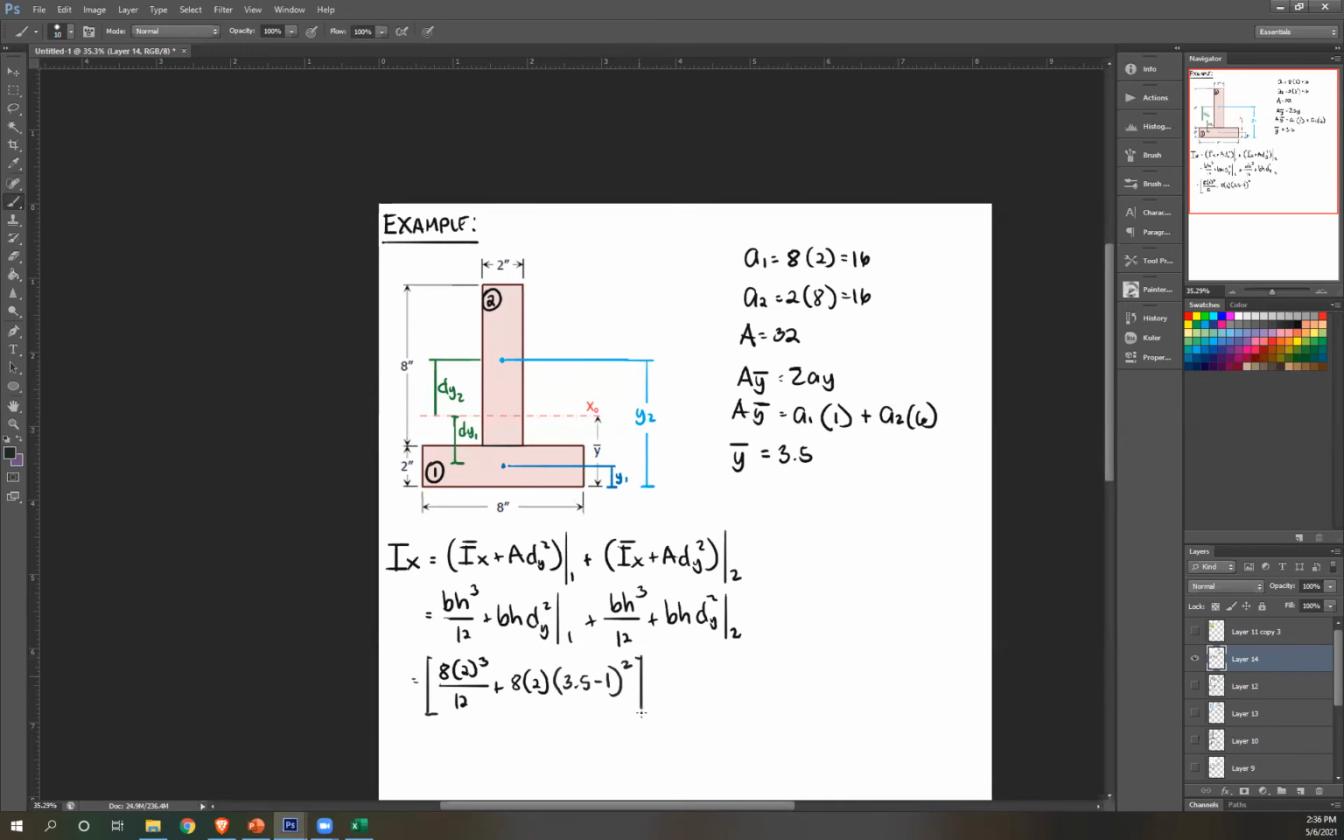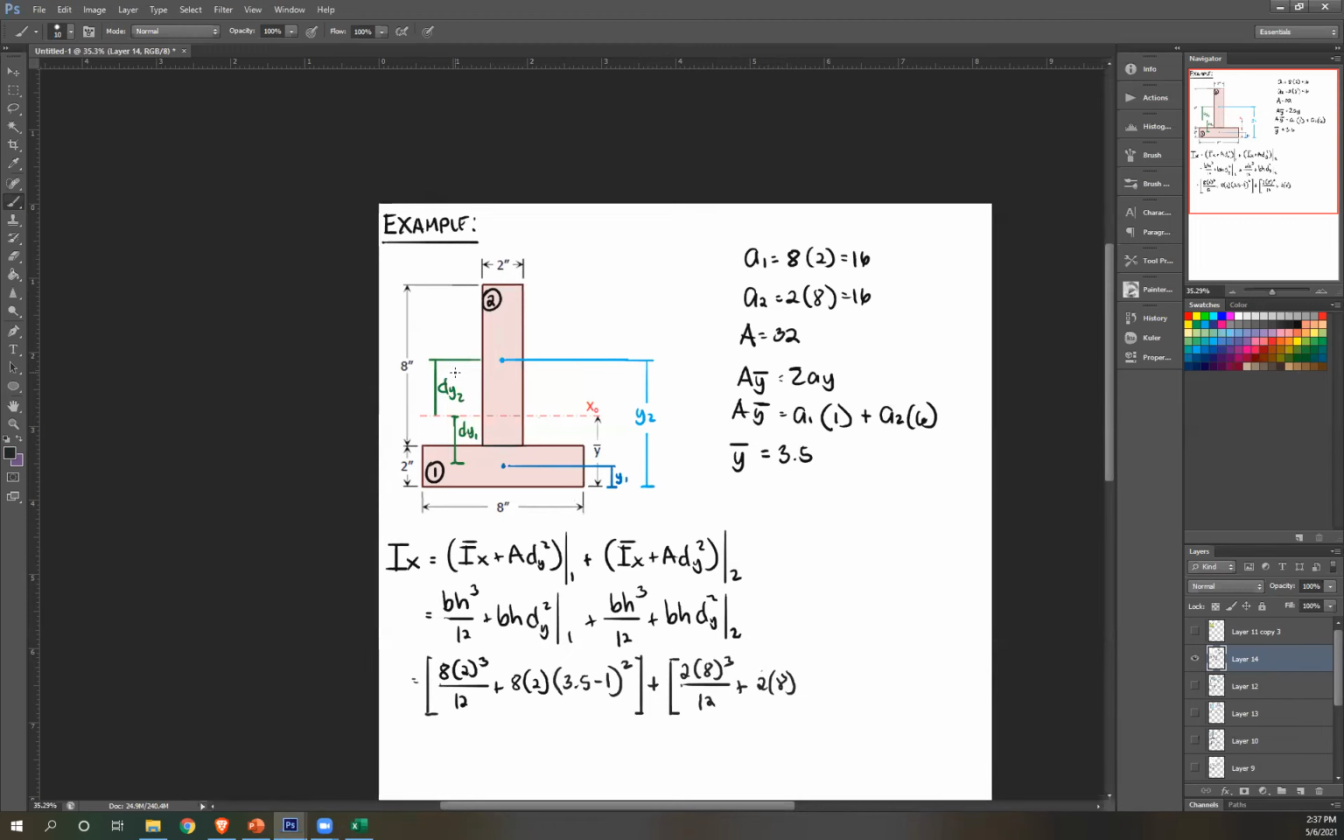Okay. Now let's go to the other equation plus. Base of this, your second area, is 2. Height is 8, so 2 times 8 cubed over 12 plus area, base times height, so 2 times 8, and now dy2. So let's solve. I'm still on dy2.